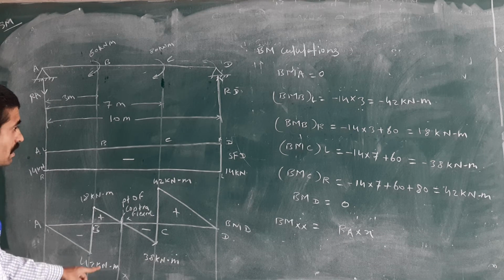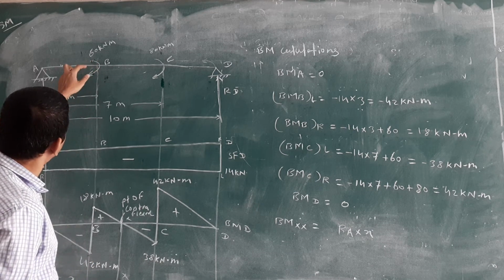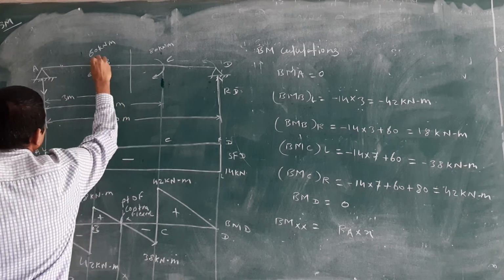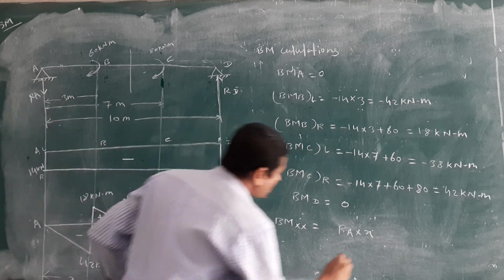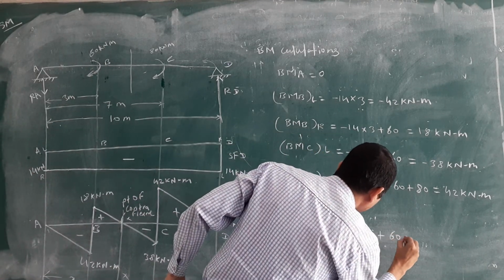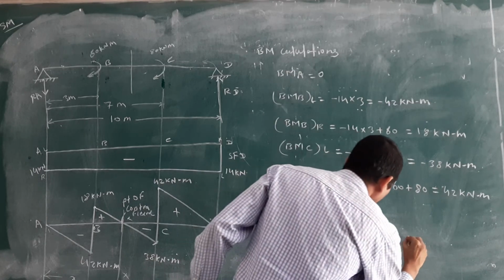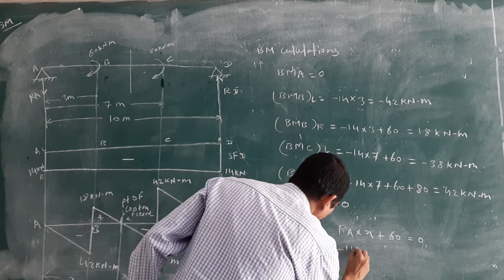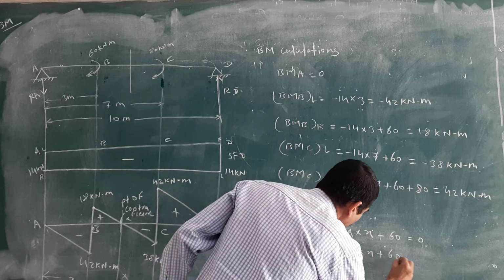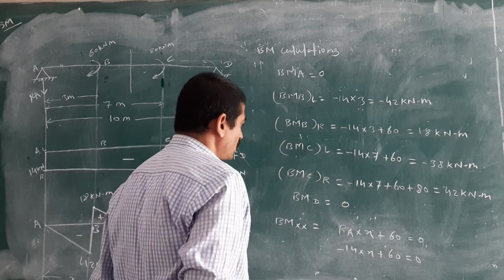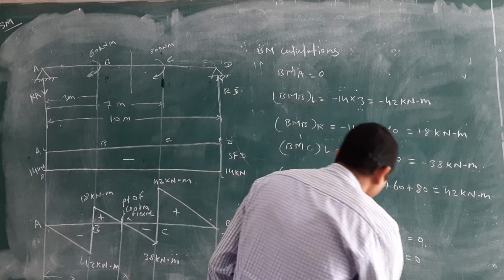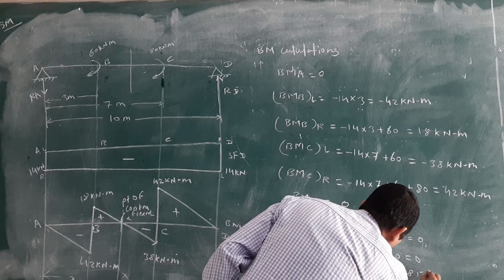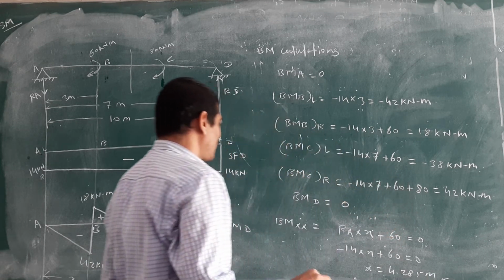Then there is one more in between that point. Here is a couple in the clockwise direction, that's why positive 60. Positive 60 is equal to 0. Then minus 14 into X plus 60 is equal to 0. Then shifting to that side, minus minus gets cancelled. You will get X is equal to 4.285 meter. This is the X distance.